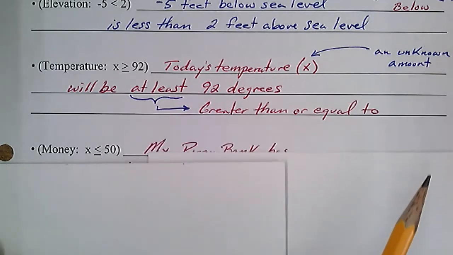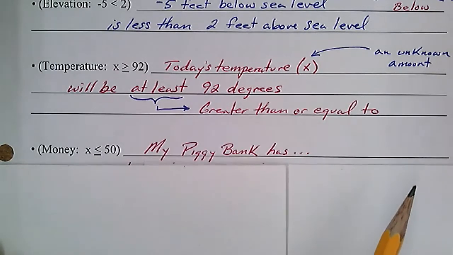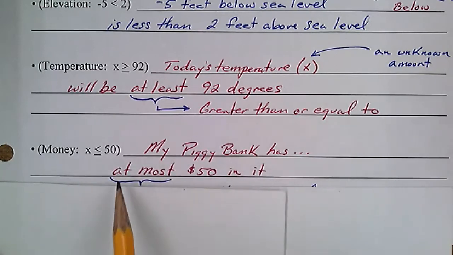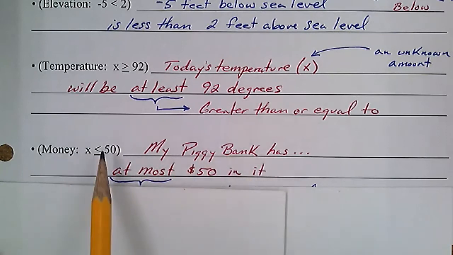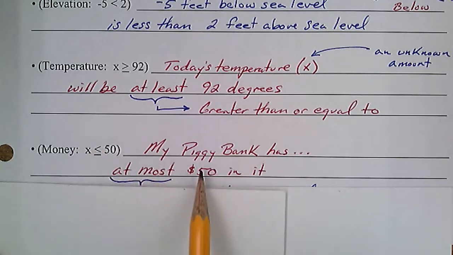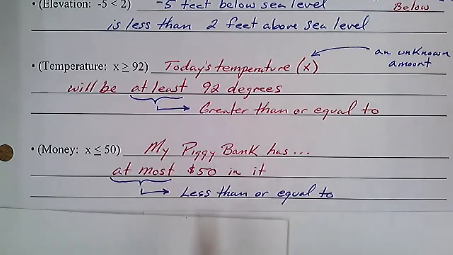All right, so this one, my piggy bank has at most $50 in it. So I'm saying it probably has less than $50, but the most that it would have, it might have 50, right? We put money in a piggy bank. We don't really know exactly how much is in there, but I'm saying the most it will have is $50, but it probably has less than or equal to that, right? So at most is less than or equal to.